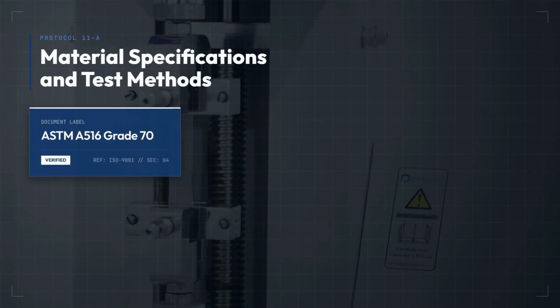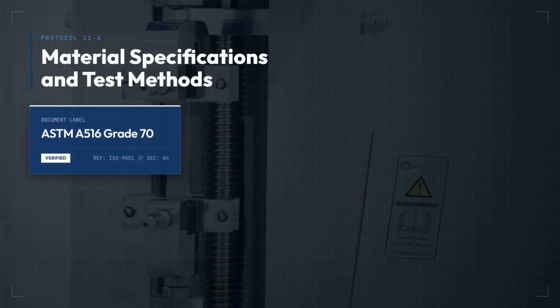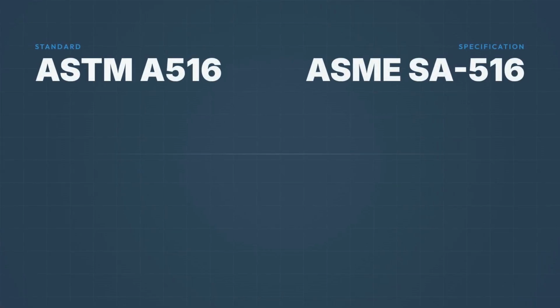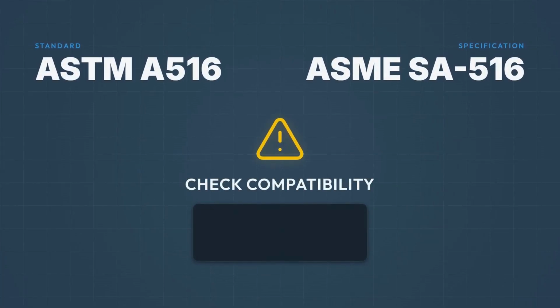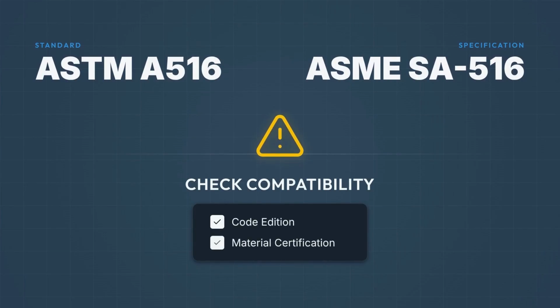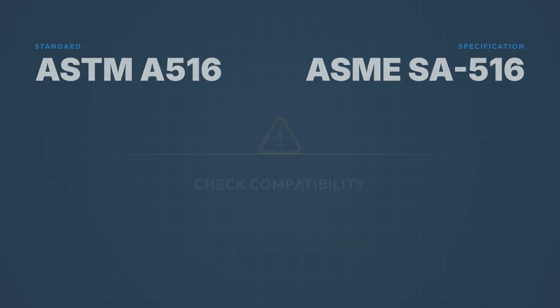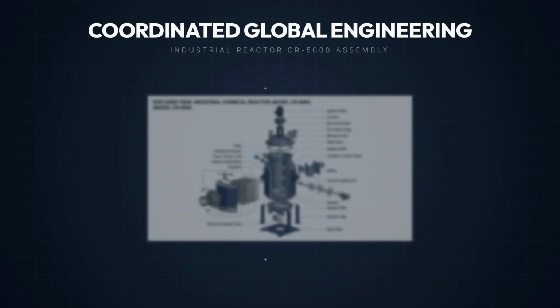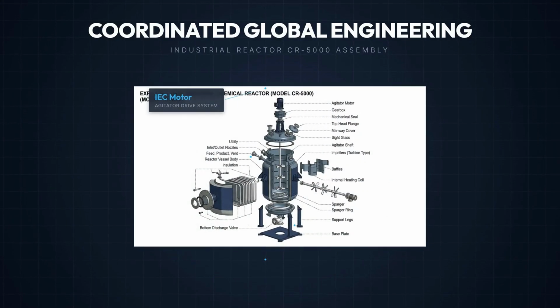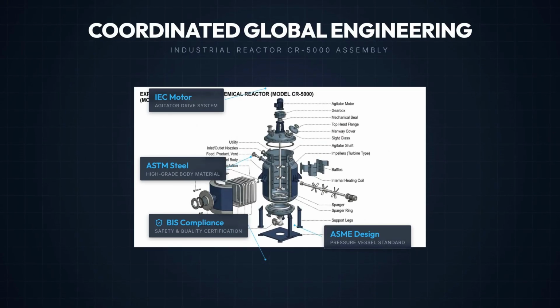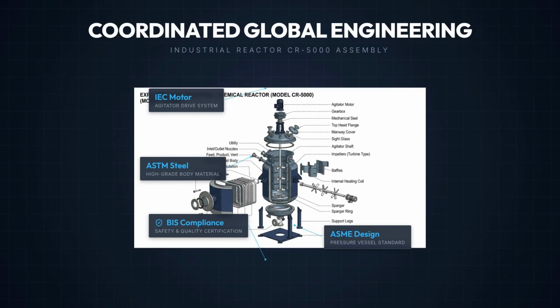ASTM International specializes in materials and testing methods. While ASME tells you how to design a vessel, ASTM specifies the properties and testing of the steel used to construct it. However, ASTM and ASME designations are not always interchangeable. Engineers must check the applicable ASME code edition and project specifications before substituting materials. Global engineering relies on all five working together. An industrial reactor may be designed to ASME, use ASTM steel, have an IEC motor, and require BIS compliance for the Indian market.